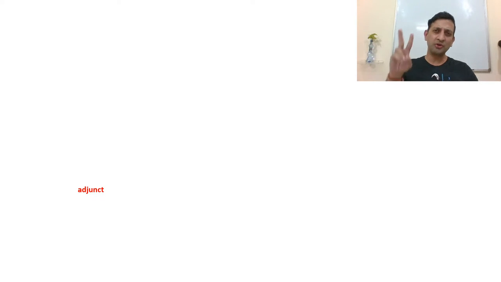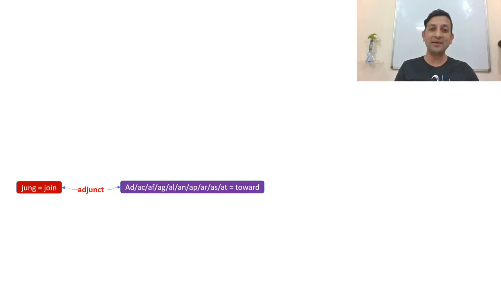Now adjunct has got two roots. The first one is something called jung, which is the second part of the word, which means to join. And the first one is called add. Wow. This is not a simple add. There are so many small words which have been clubbed together into one root.